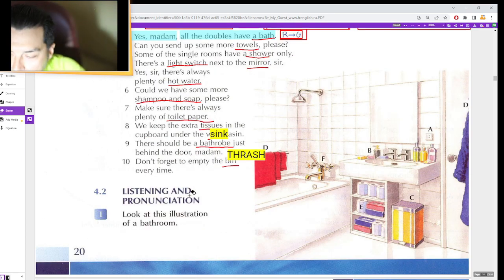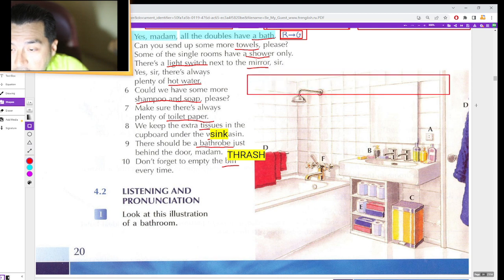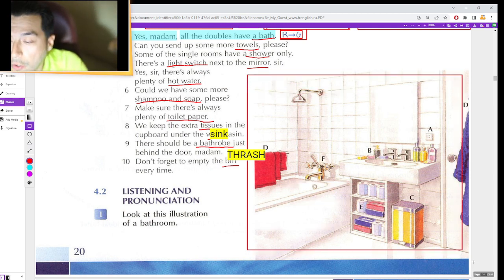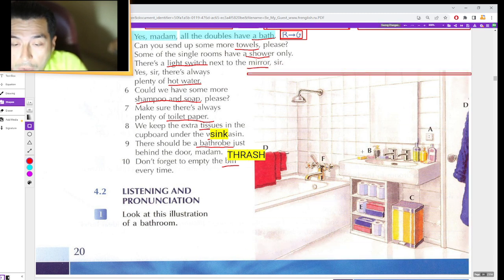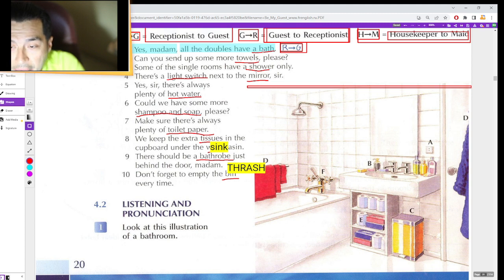Listening and pronunciation. Look at this illustration of a bathroom. Number one, a bath. Number two, towels. Number three, shower. Number four, light switch and mirror. Number five, hot water. Number six, shampoo and soap. Number seven, toilet paper. Number eight, tissues and sink. Number nine, bathrobe. And number 10, trash bin.